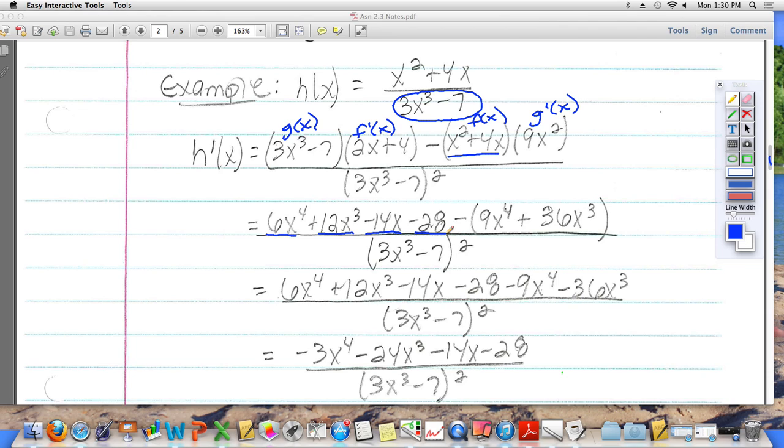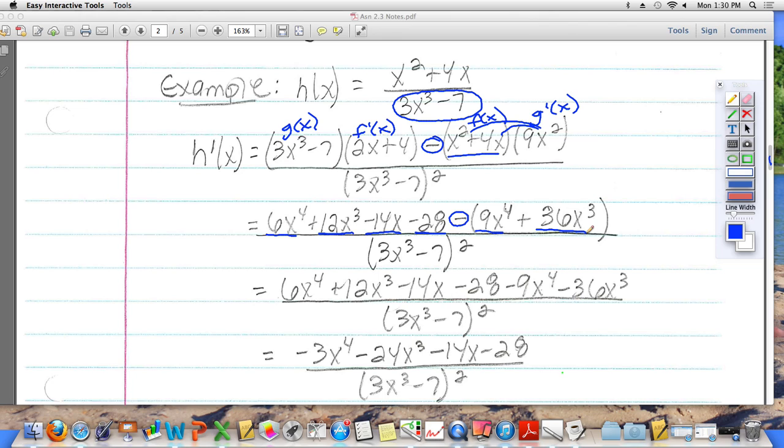And then I have to subtract whatever I get when I multiply those two. So the 9x squared distributed to the x squared, getting you 9x to the 4th power. And then 9x squared times 4x gets you 36x to the 3rd power.